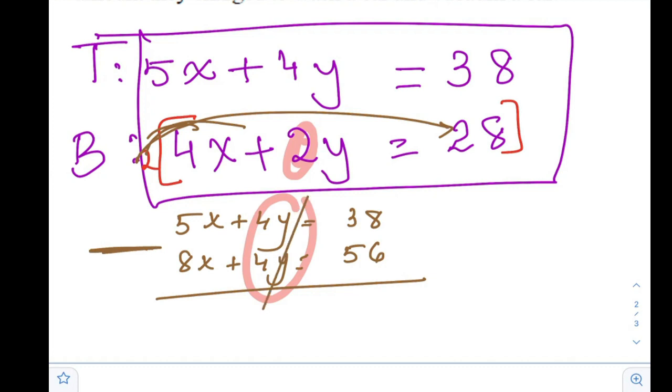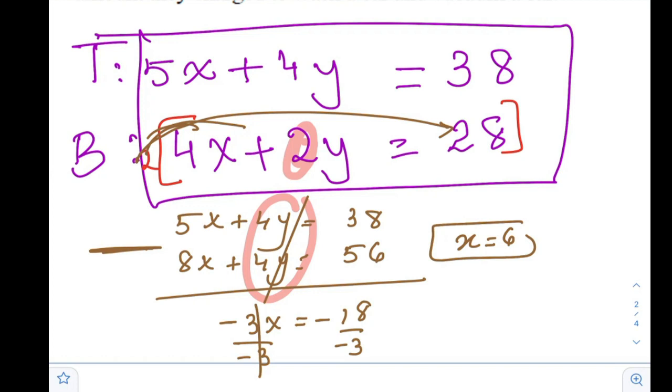This will be eliminated, 5x minus 8x is negative 3x equals to, and we have here 38 minus 56, which is negative 18. And as usual, we can solve a simple equation. X is 6. Replacing in one of the equations, choose any one. I'll choose the second one.